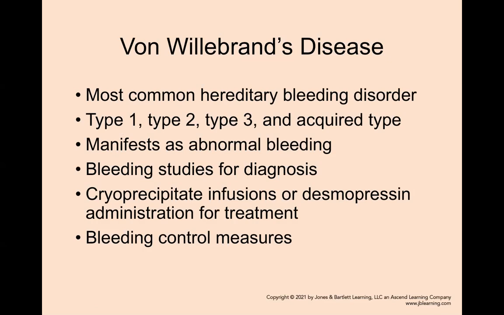If I ever do need surgery, I need to have some cryoprecipitate infusions or desmopressin prior to treatment. They now have Humate, which is a clotting factor concentrate that they can give to control the bleeding. Basically, control of bleeding is the most important thing, and the diagnosis and how you treat it really depends on the severity. But again, if you see a female who's got a very long period, this is one thing you want to think about with them.